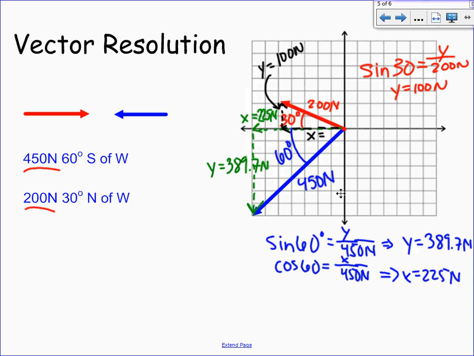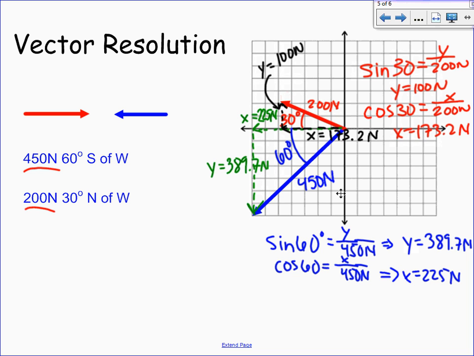Now let's do the same thing for the x component. For x, I'm going to do cosine of 30 equals x over hypotenuse, which is 200 newtons. The cosine of 30 is approximately 0.866 times 200, which is going to give me approximately 173.2 newtons. And so I'm going to write that in for the x right here.